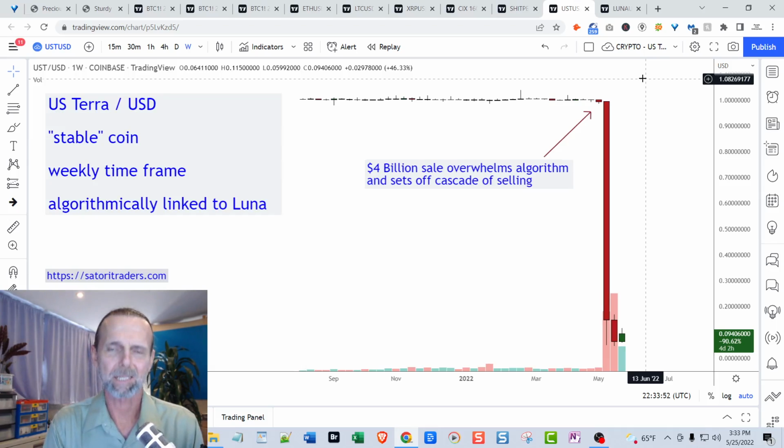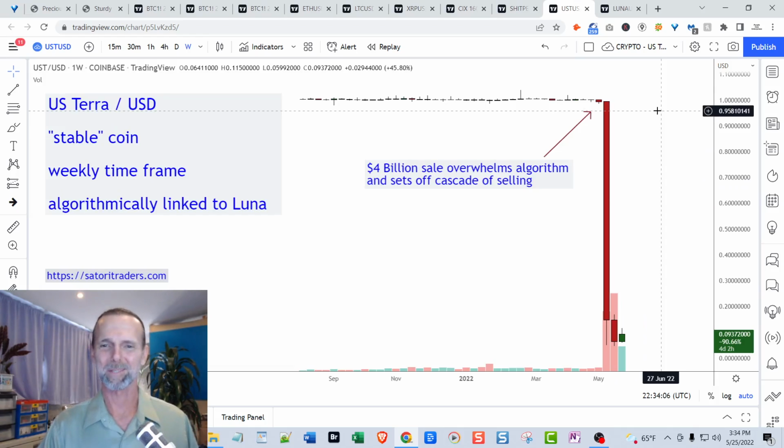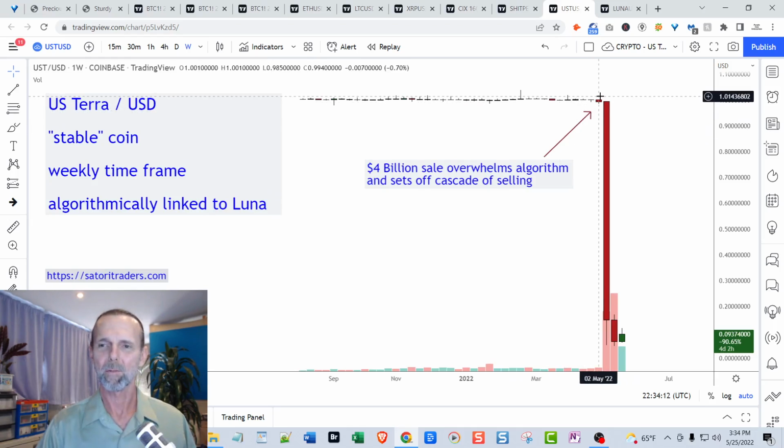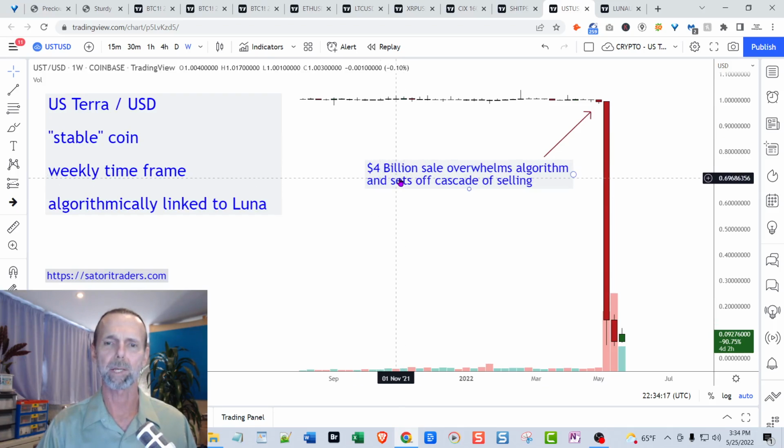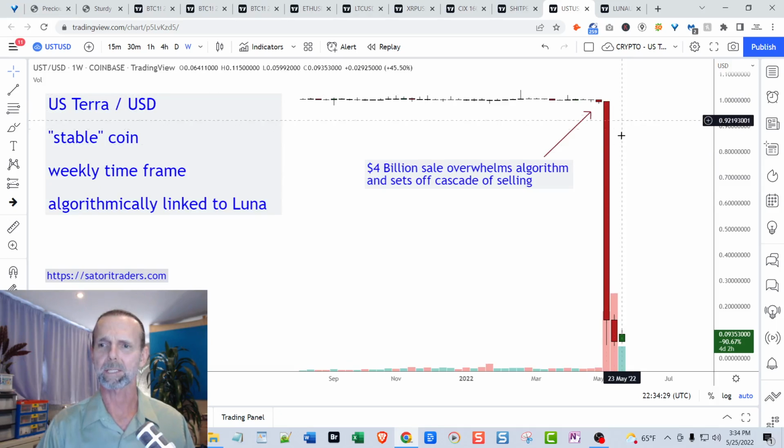In this case, this is an algorithmically backed stable coin, meaning there is an algorithm that supposedly provides value for this vehicle, and it was working just fine up until this point. My understanding is that we had a single seller come into the market, sold $4 billion worth of Terra, which overwhelmed the algorithm and then set off a cascade of sales. And so that's what happened.